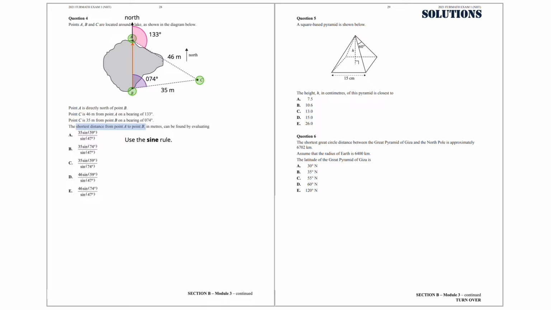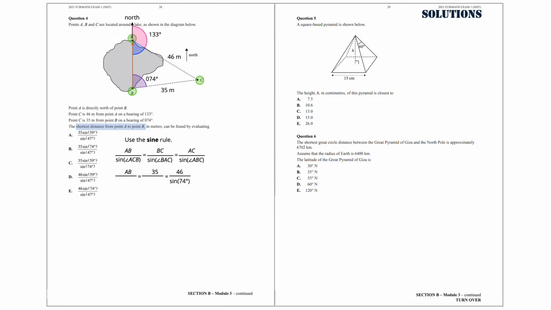We are going to use the sine rule, which is AB over sine angle ACB equals BC over sine angle BAC equals AC over sine angle ABC. We are going to substitute the values we know. We know that BC is 35 and AC is 46. We also know that angle ABC is 74 degrees.